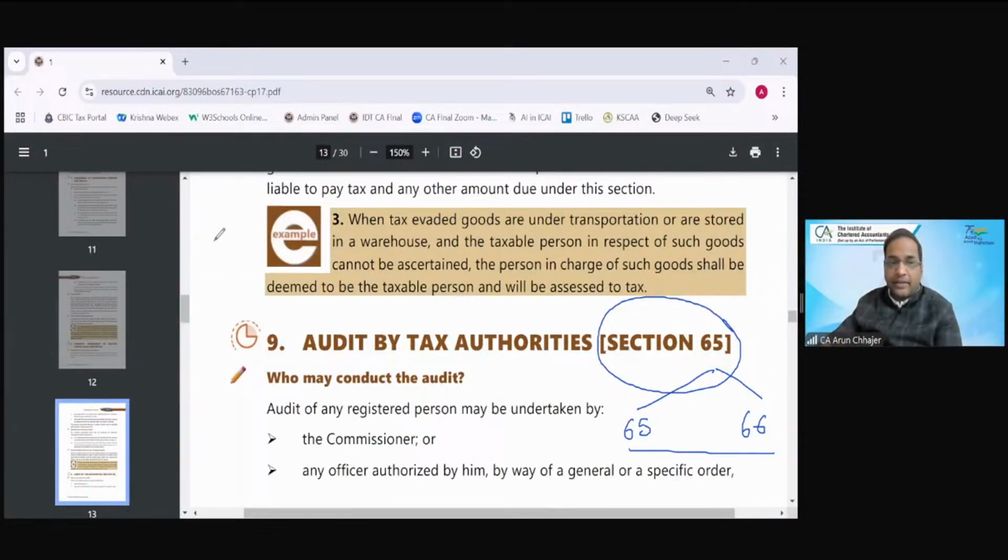Okay, let's start the 10 minute break once. We will resume at 7:10 and then we will start the audit. Manish ji, please start the 10 minute break.